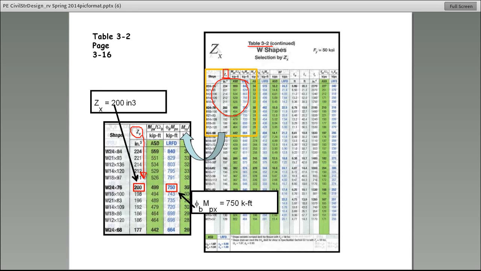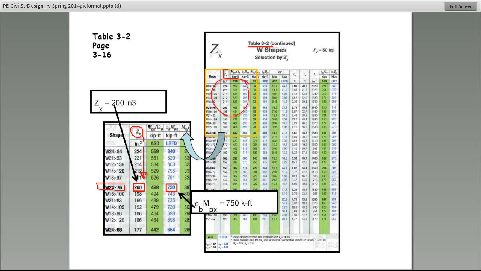However, we are looking for the lightest section. And the lightest section is the one in the family that is in bold. And that's why we chose 24 by 76. All right? And so the answer here will be W24 by 76.